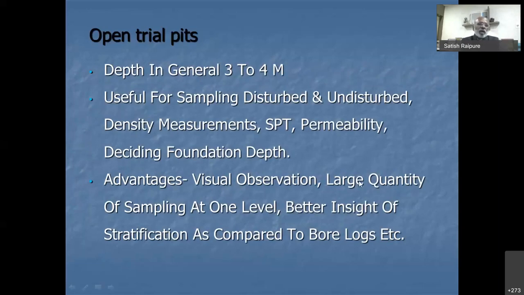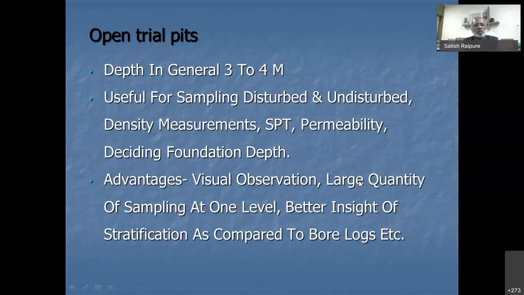Where the foundation depth is to be limited up to 3 to 4 meters, we can go for open trial pits. They are very useful for sampling disturbed and undisturbed samples. We can also do the density measurement, and we can also perform the standard penetration test. It also gives us the permeability and helps us decide the foundation depth.